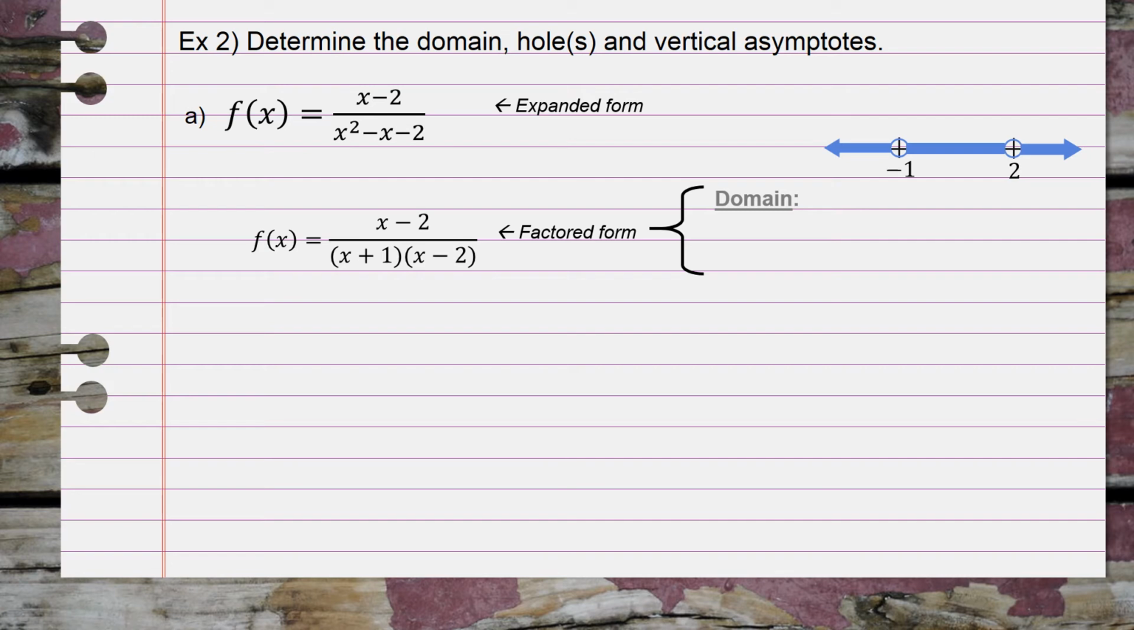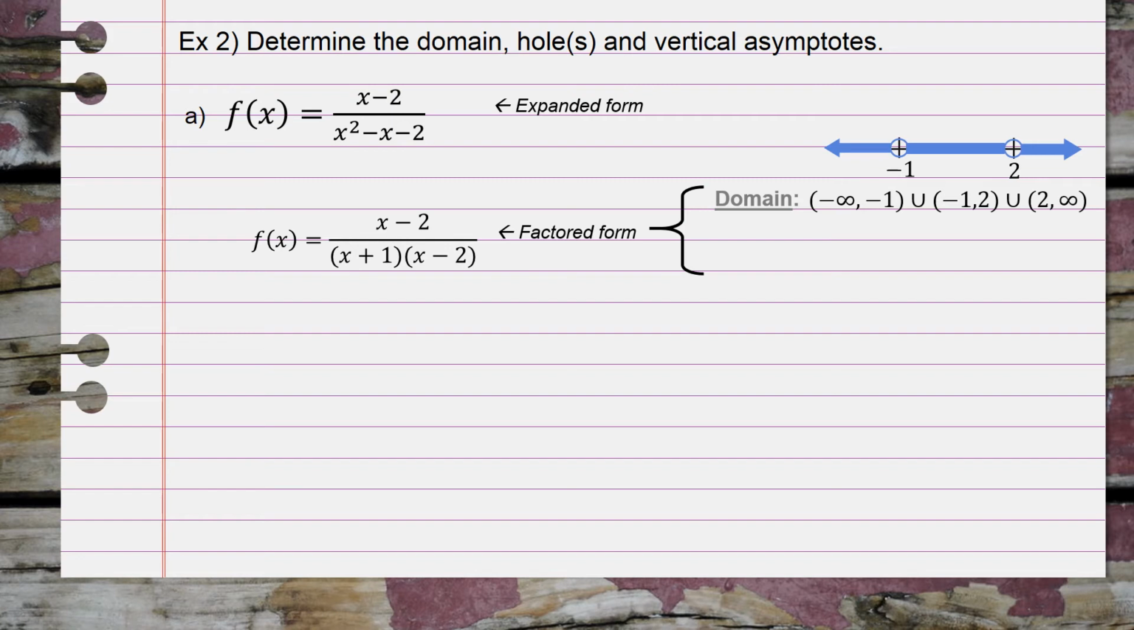So now that we see the number line, we can now write our interval notation. Our interval notation would go negative infinity to negative 1, union, negative 1 to 2, union, 2 to infinity. So that helps us identify our domain.